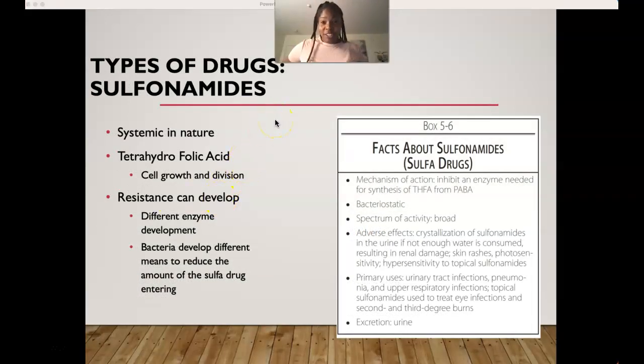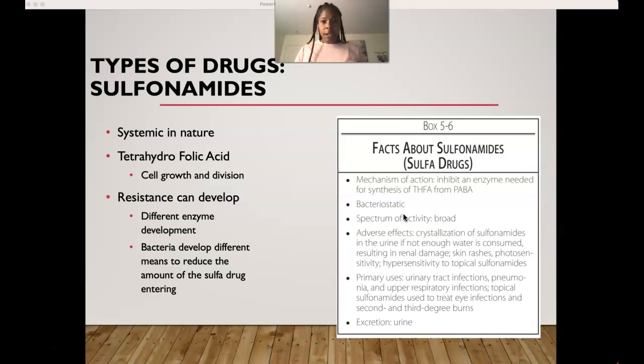Next are your sulfa drugs. Your sulfonamides are called sulfa drugs in nature. They are systemic in nature, which if you're hearing me say systemic, then you know that they're broad spectrum drugs, right? So they're broad spectrum drugs. And so most broad spectrum drugs are going to be bacteriostatic in nature. The negative thing is they're going to destroy all the good and the bad.